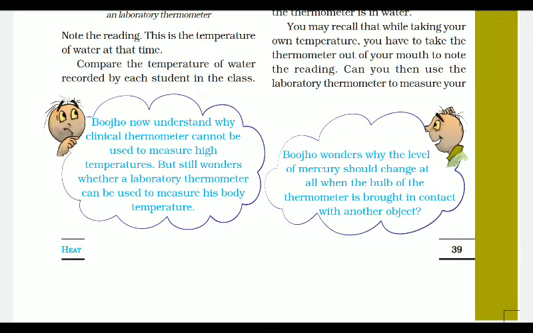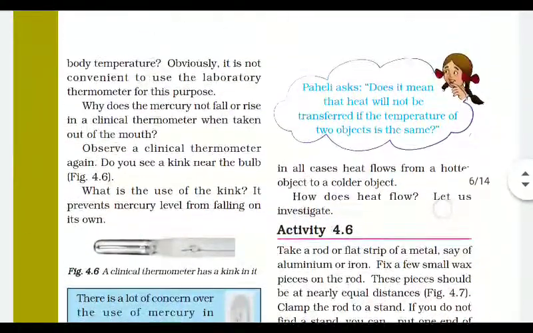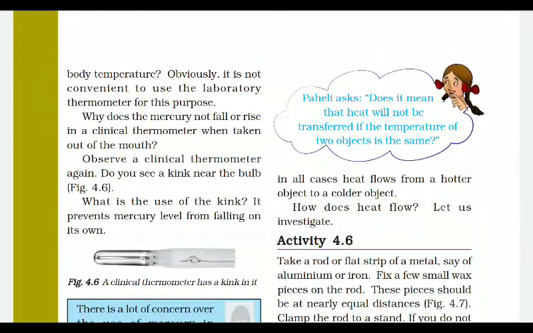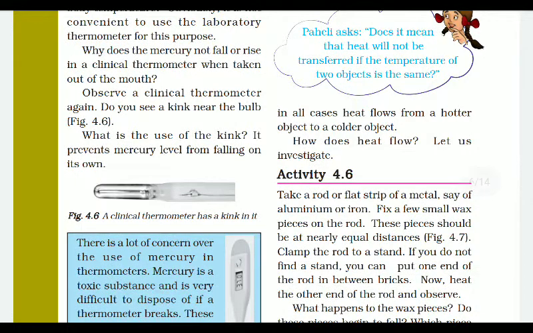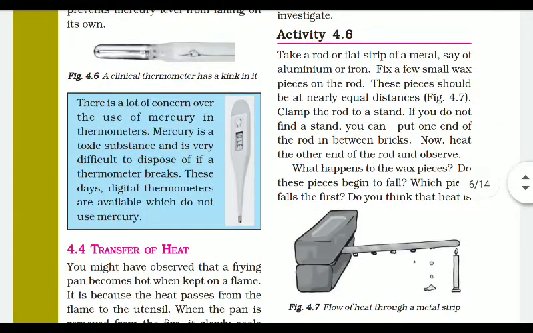Now, can you use this laboratory thermometer to measure the body temperature? Obviously, it is not convenient to use it for that purpose. Why? Mercury does not fall or rise in a clinical thermometer when taken out of the mouth. A clinical thermometer has a kink near the bulb, which prevents the mercury level from falling. So that helps to keep the mercury in place.